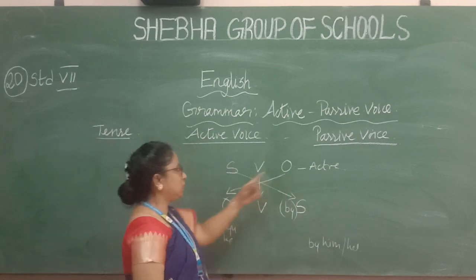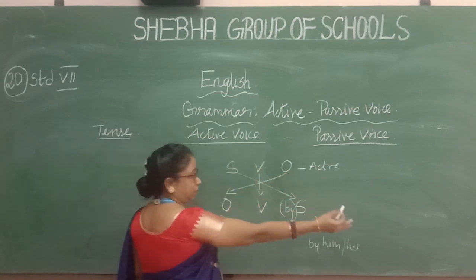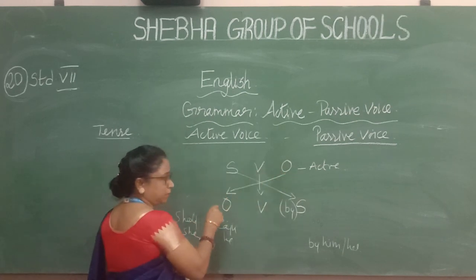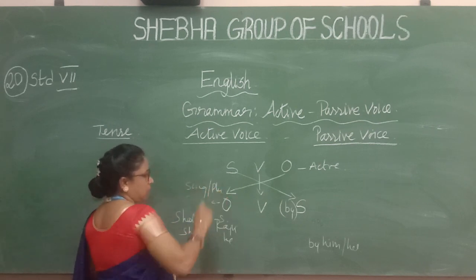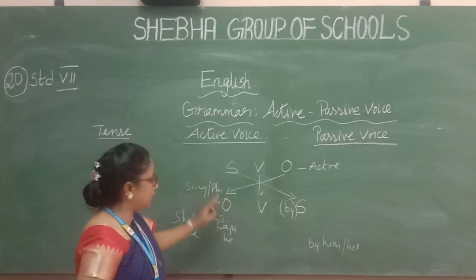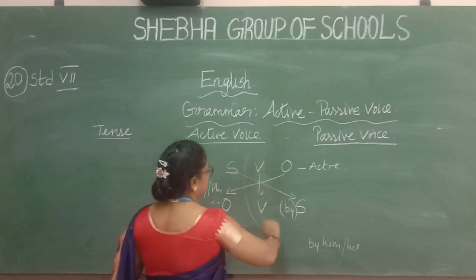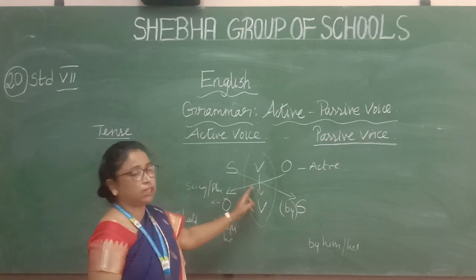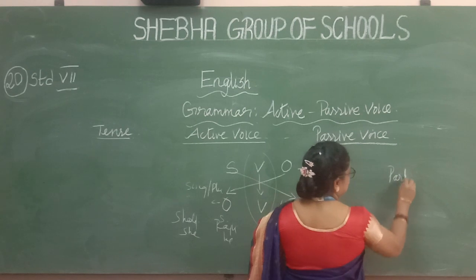Now the object: when you bring the object to the first part, the subject goes to the last part and becomes the predicate. When bringing the object to the subject place, you have to determine whether it is singular or plural, and only then change the verb. Another thing is the verb part: in the passive voice, you have to change the verb to the past participle.